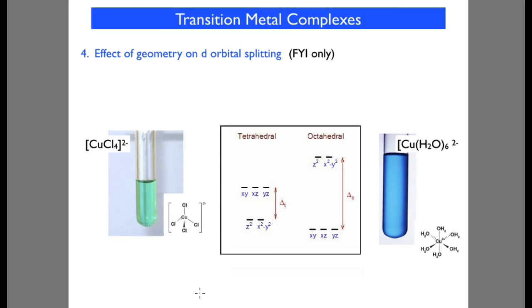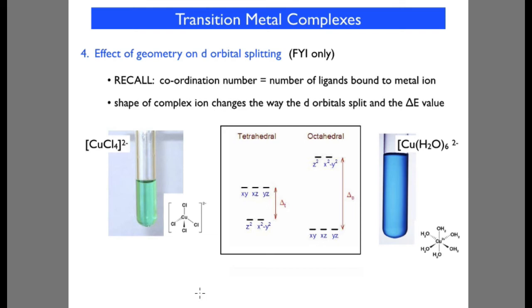Finally, the effect of geometry on d orbital splitting. This is really just for your information. Recall, coordination number is the number of ligands bound to a metal ion. The shape of a complex ion changes the way the d orbitals are split and the delta E value. Here, you have a tetrahedral copper complex. And in the tetrahedral copper complex, the d orbitals split in a different way. You can see here that instead of z squared minus y squared being above the other orbitals, as in the octahedral splitting, they're actually below.